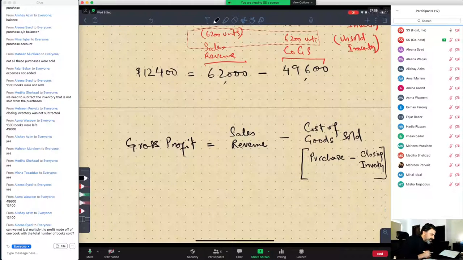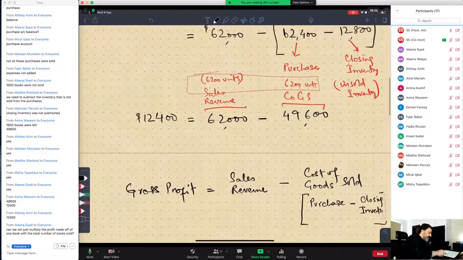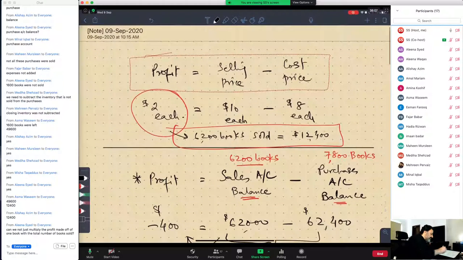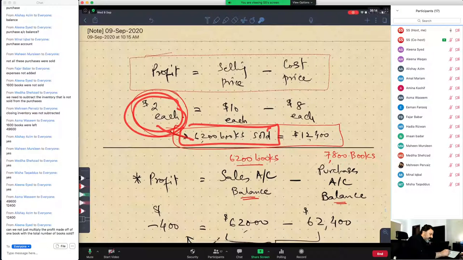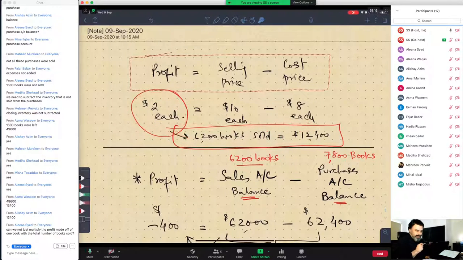Alina Sayed says, can we not just multiply the profit made off one book and the total number of books sold? Absolutely, we can do that. Like we did that. The very first calculation is what we did, the same thing. Profit made from one book multiplied by the number of books which we sold, and then we arrive at this 12,400. You understand? This is the easier calculation.